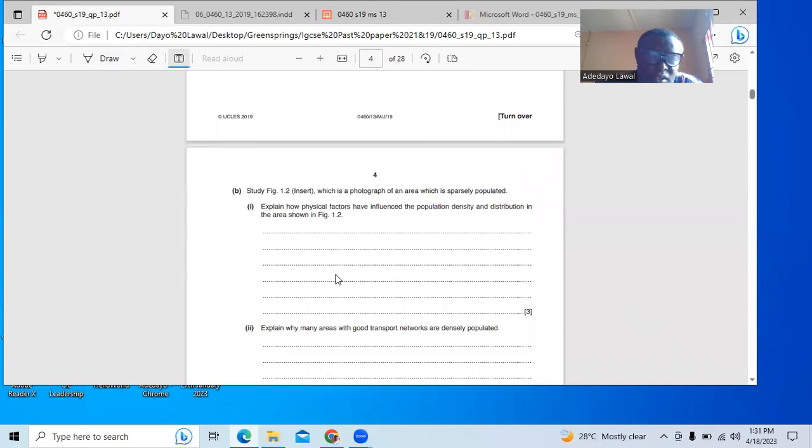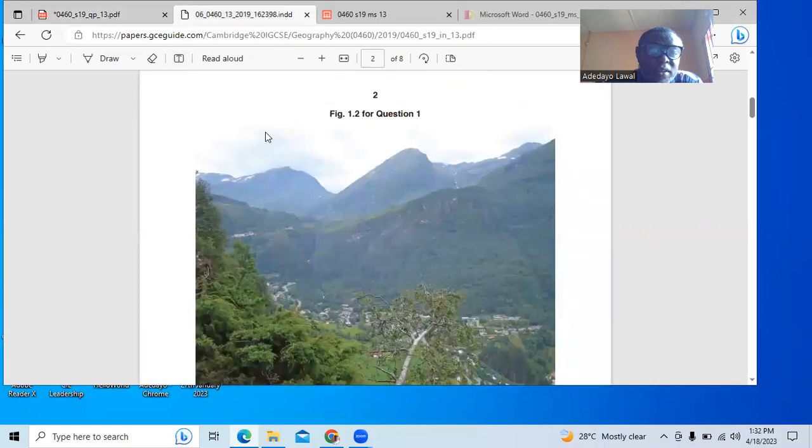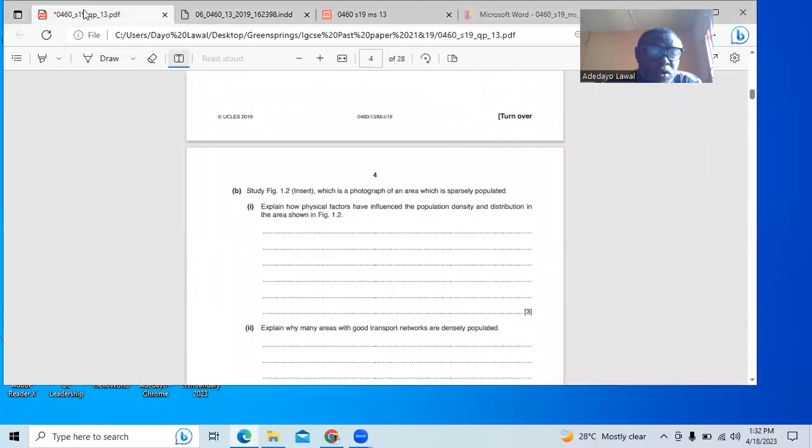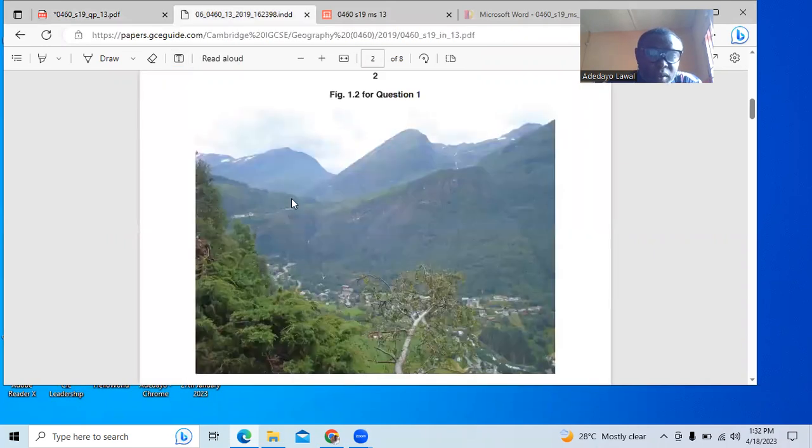Now, study figure 1.2, which is a photograph of an area which is rated. Explain how physical factors have influenced population density and distribution in the area shown in figure 1.2. So here, they want you to check the inset and use it to answer the question. Everything you write must relate to this inset because they say according to figure 1.2. Don't be tempted to write from your head, please. It's a 3-mark question. Just write according to this.